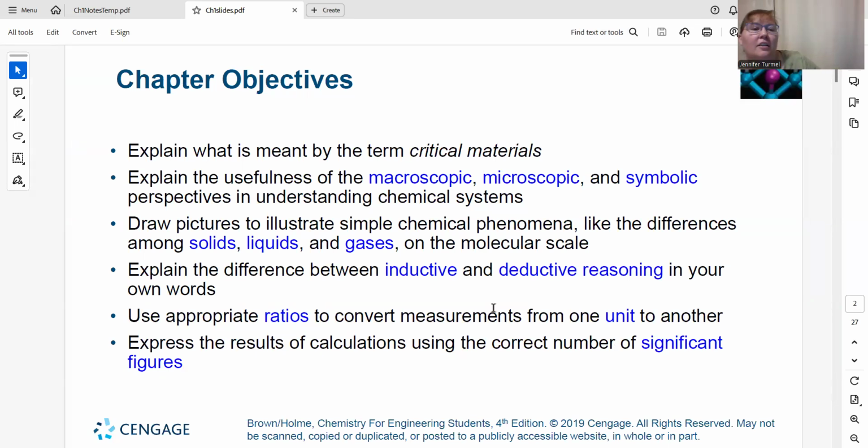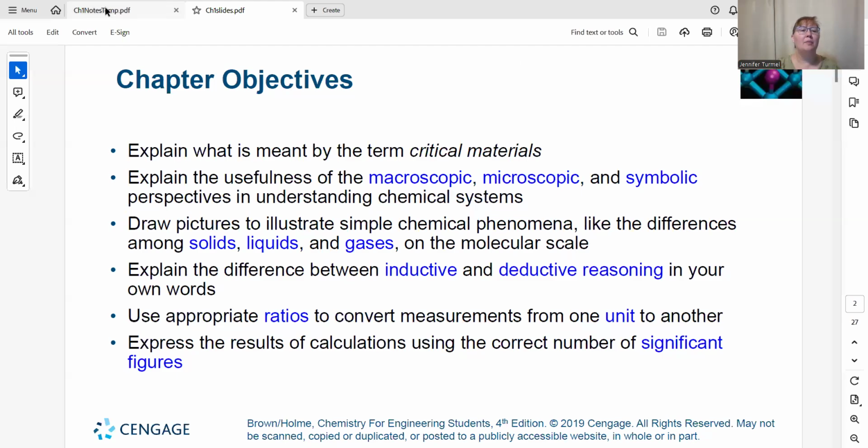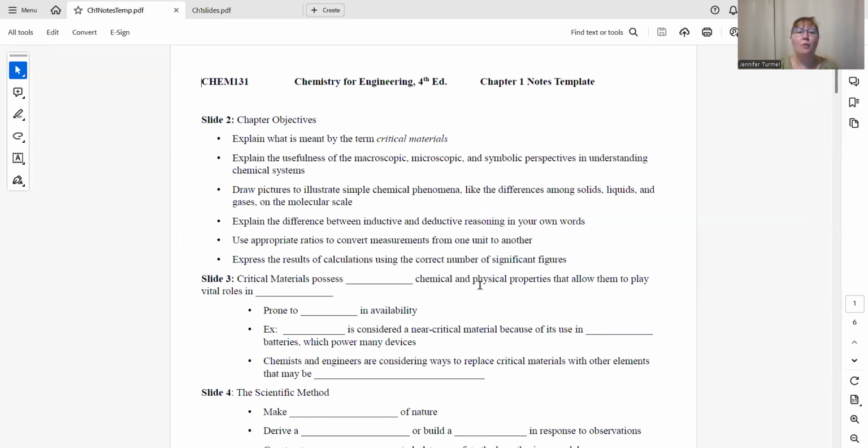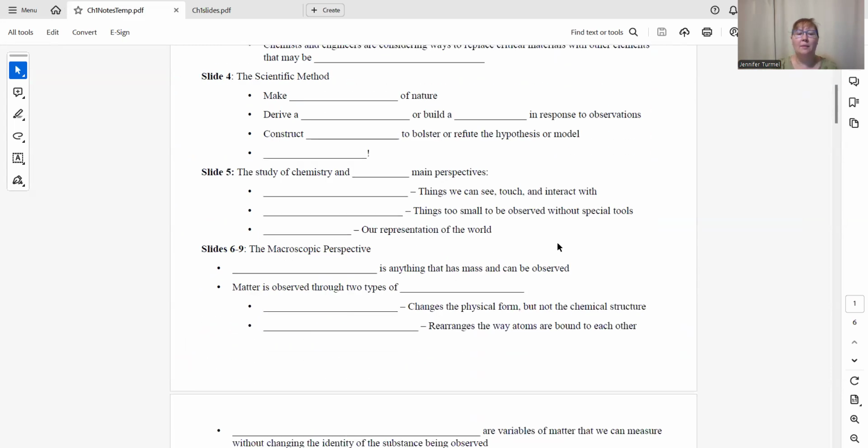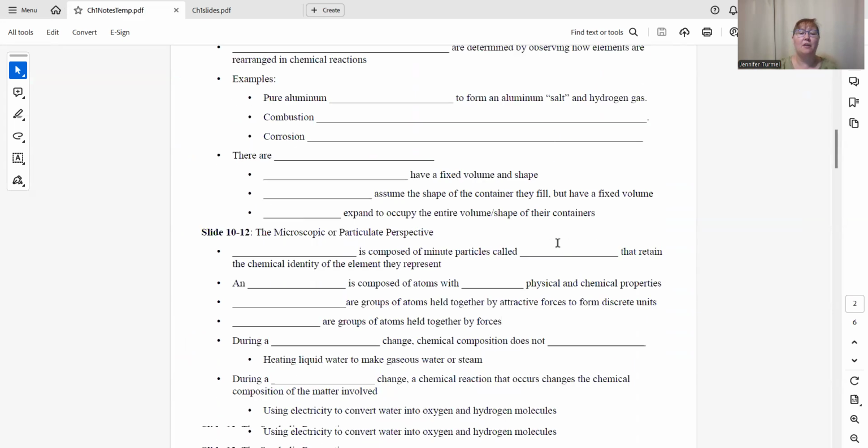Okay, so first of all, let's go ahead and take a look at these chapter objectives. Now, before I go any farther, let's take a quick look at something else. I'm going to tab over to this other tab. You can see right here that what we are looking at is your notes template. Now, this is in Brightspace, and I will hand it out in class as part of a packet.